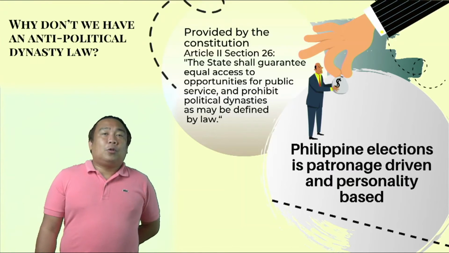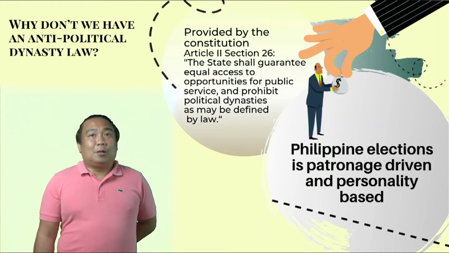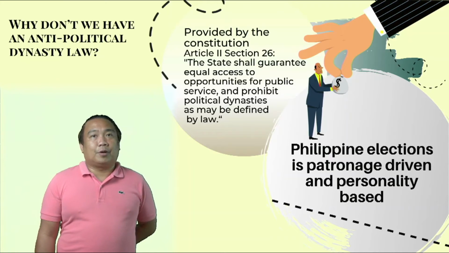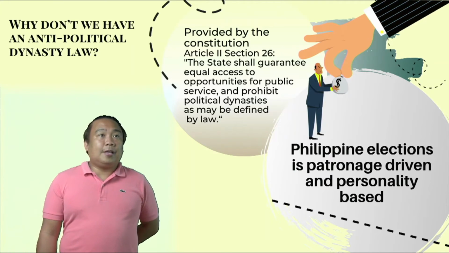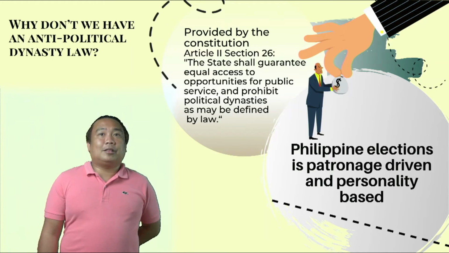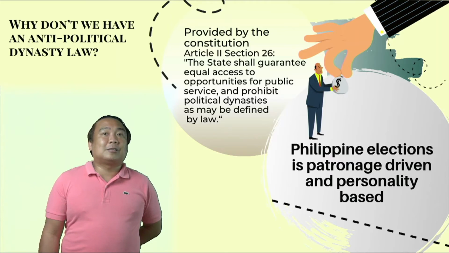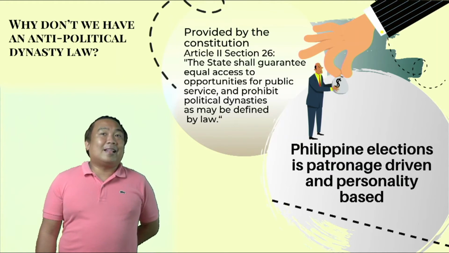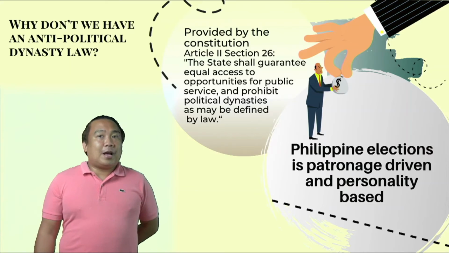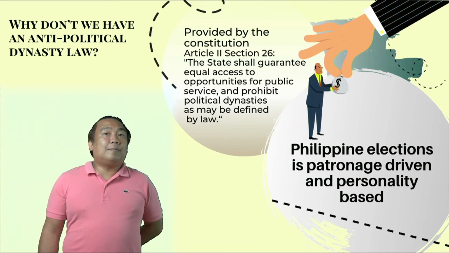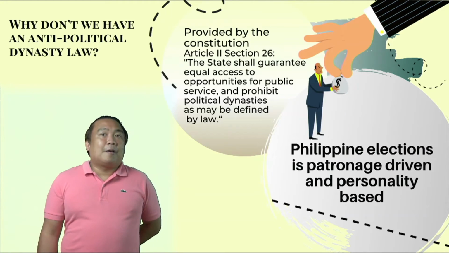Now, why don't we have an anti-political dynasty law? That's very ironic because under our Constitution, Article 2, Section 26, it specifically states that the state shall guarantee equal access to opportunities for public service and prohibit political dynasties as may be defined by law. Take note of the words "as may be defined by law." That is the problem, because in order for us to have an anti-political dynasty provision, it must be passed by Congress, no?